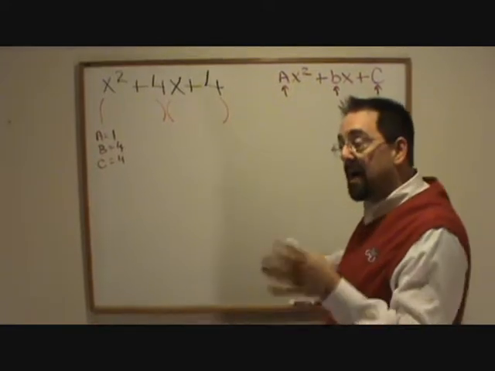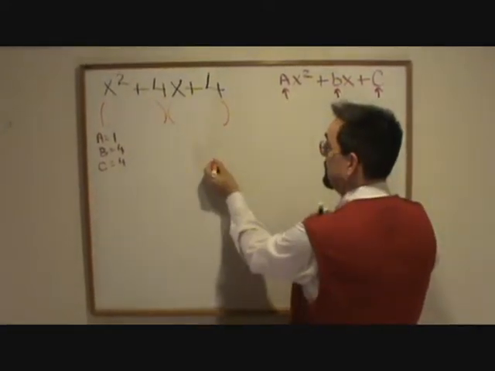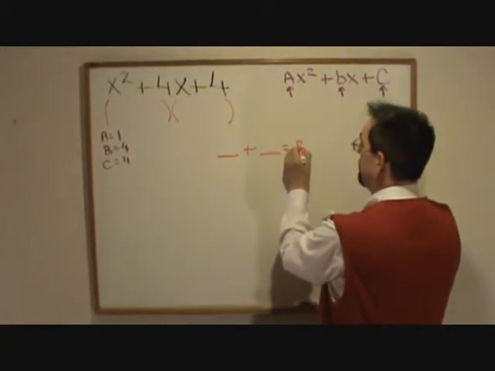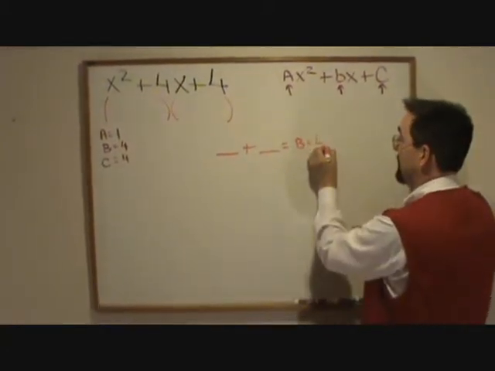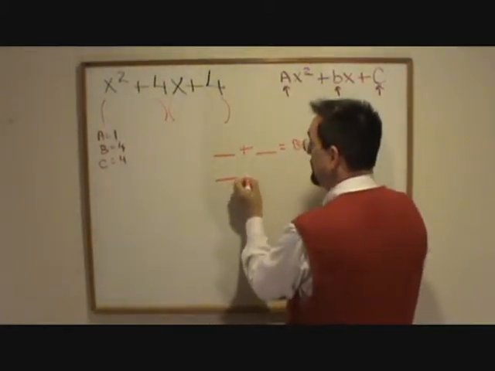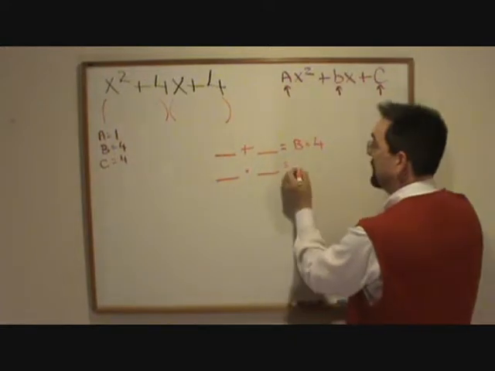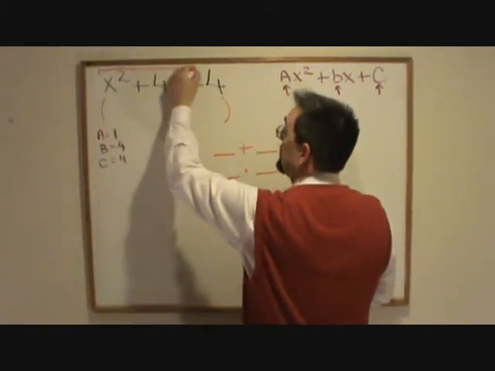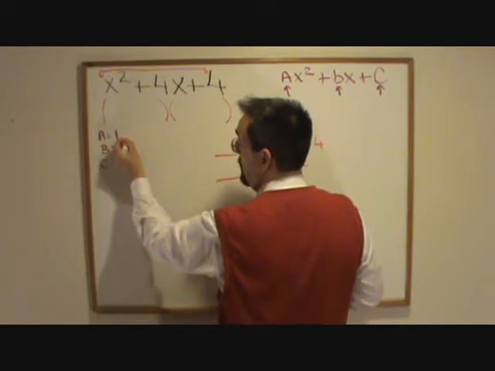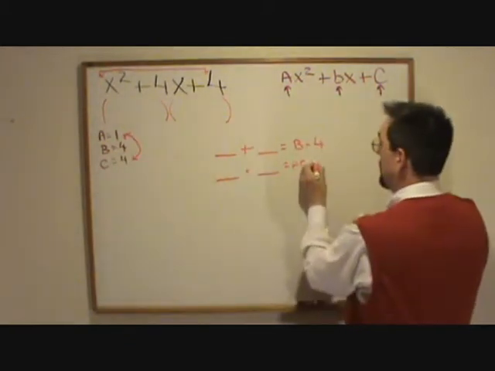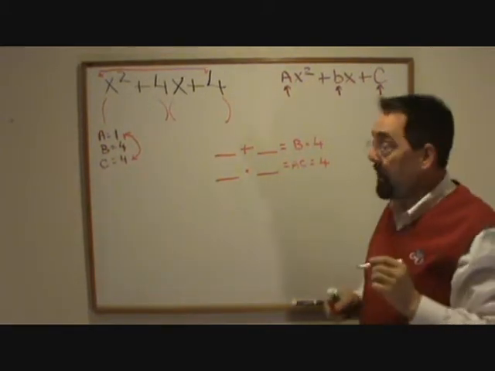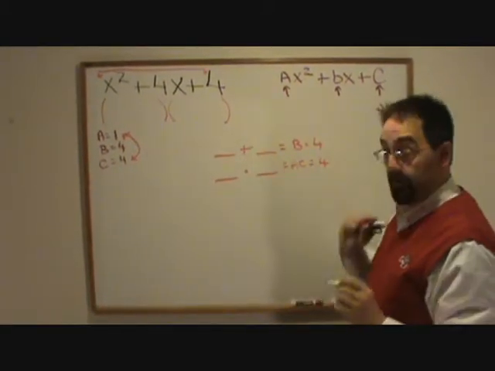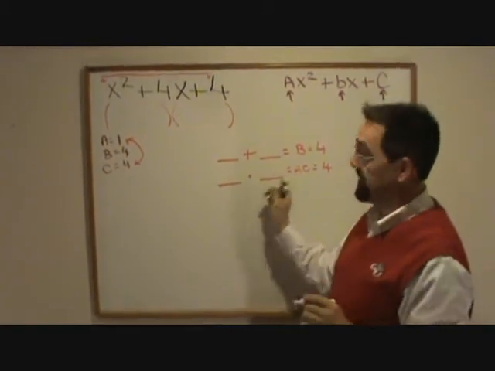The first thing that I do is I want to find 2 numbers. When I add them, I get the b value, and in this case that was 4. I also want to find 2 numbers. When I multiply them together, I get a times c, or 1 times 4. So in this example, I need to find 2 numbers that add together to get 4, and 2 numbers that multiply together to get 4.